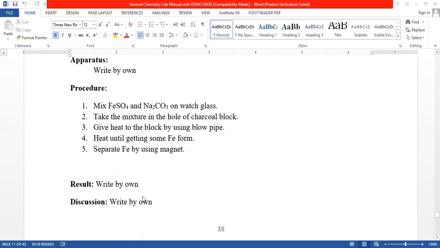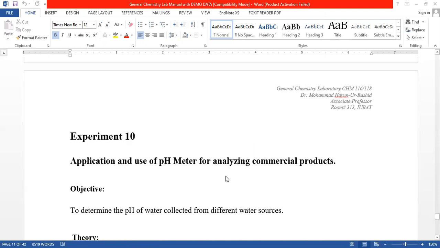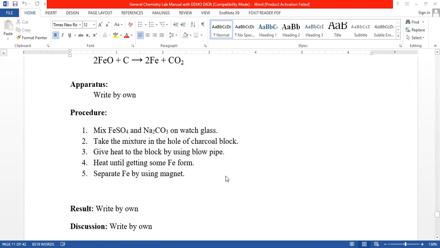Result and discussion, actually nothing to write, only few lines, one line even. Okay, because what did you find by the magnetic separation? You have separated the pure iron. And discussion, if you face any problem during the conduction of this experiment, you may write down in the discussion. That's it. All right, that's all for the instruction of writing the lab report.